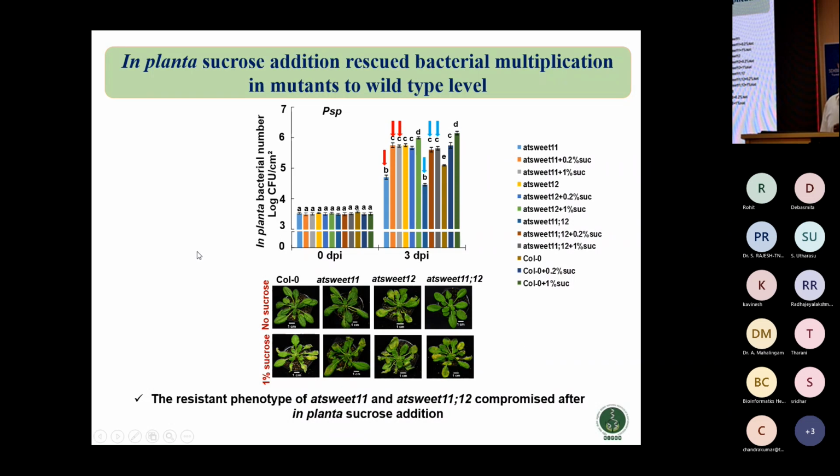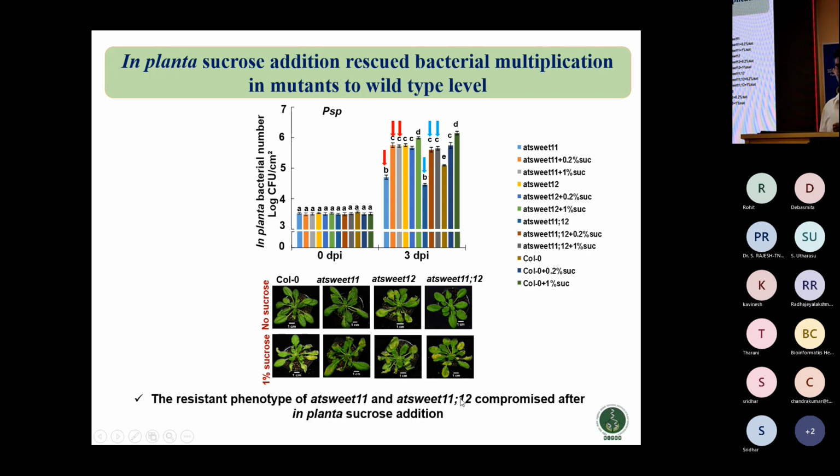Now we have taken the non-host pathogen, this is PSP, and then did the same in planta bacterial multiplication to show how much quantity of the bacteria is applied and then multiplied. And then we also have the plants' phenotype, whether susceptible or resistant. Now we have a lot of treatments here: 11 mutation, 12 mutation, 11 plus 12 mutation, and the two different concentration levels. To sum up this whole thing, since you know the story already, I will just sum it up in one go: whenever the AtSWEET11 mutant, whose phenotype was generally resistant, gets the sucrose put back, it loses its resistance. It becomes susceptible.